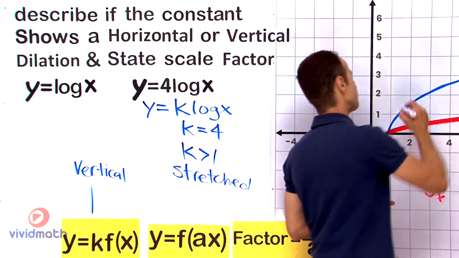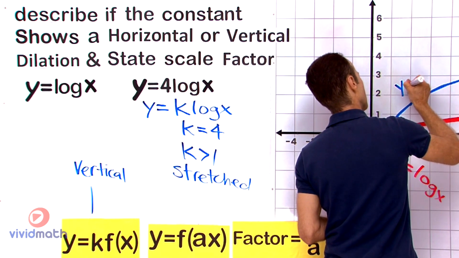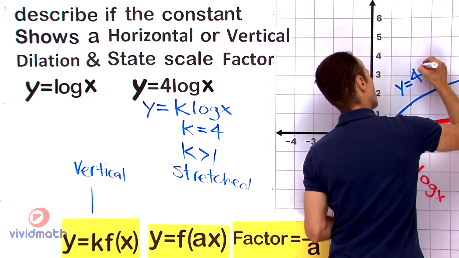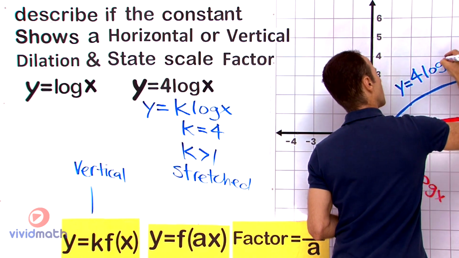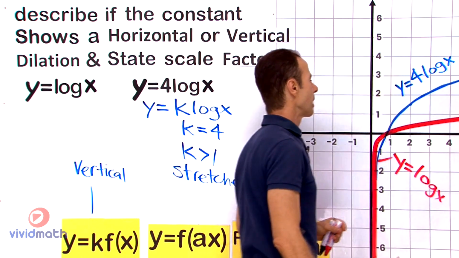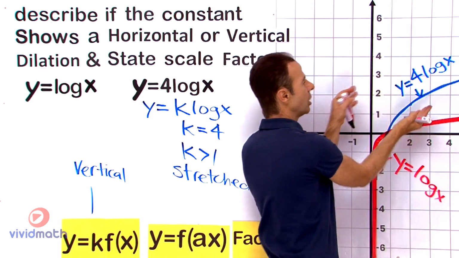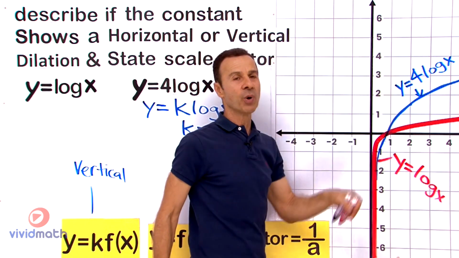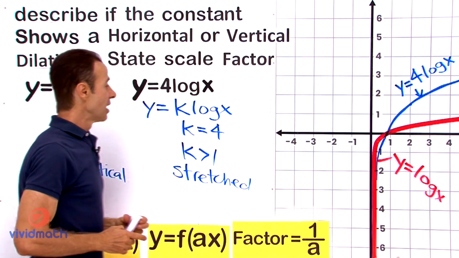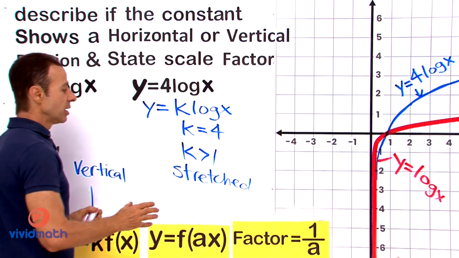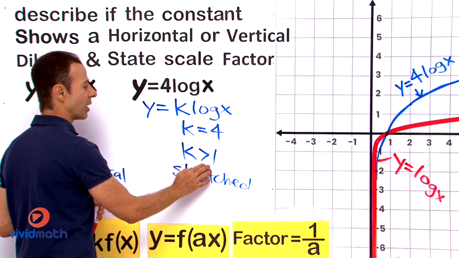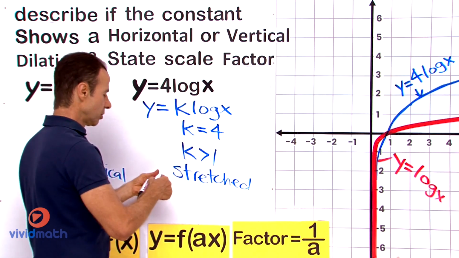I'll just write it in. y equals 4 times log x. There it is. As you can see, it's taller, closer to the y-axis, further away from the x-axis. Again, it's a vertical dilation. It is stretched because k is greater than 1, and k is equal to 4.